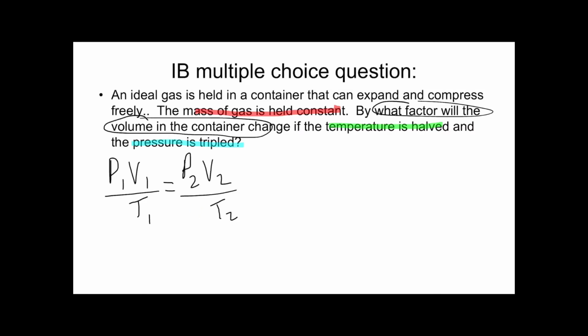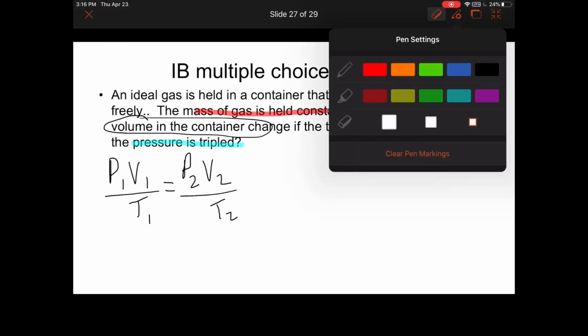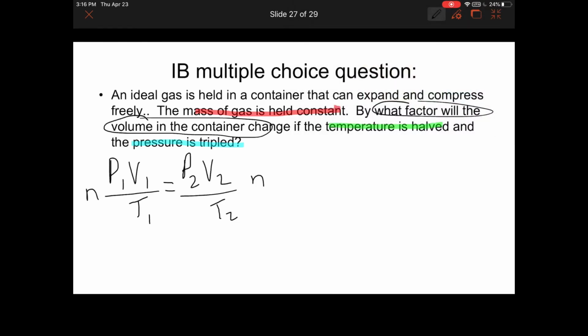It's almost like algebra. Whatever you do to the left side, you have to do to the right side. So I basically multiplied each side by n to eliminate the n values. That's kind of what I did there. And I'm allowed to do that because the masses are the same. If the masses were different, you could not do that.